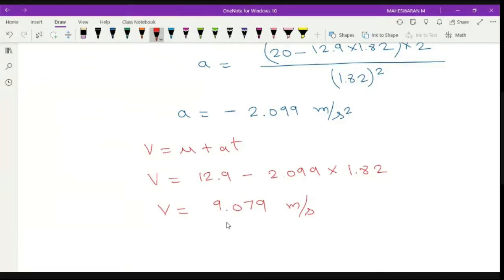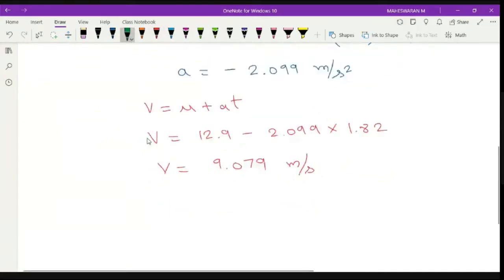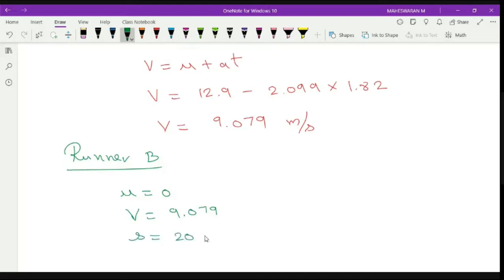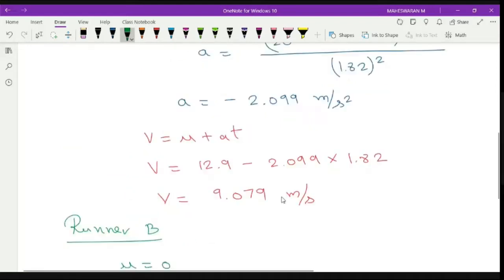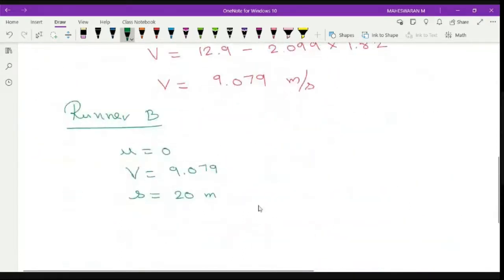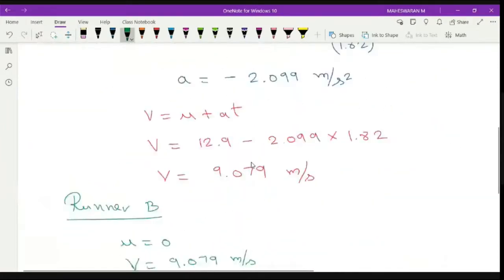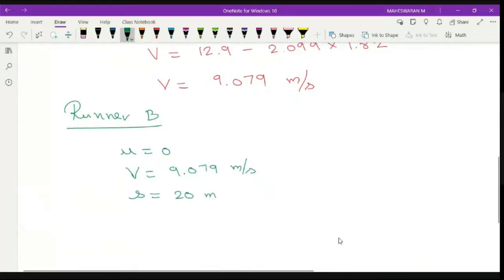Now I think we completed runner A, so let us go for runner B. Consider runner B: the initial velocity is 0 since he is starting, and the final velocity he achieves is 9.079 when he leaves. The distance is 20 meter, since he should also travel 20 meter. So what I have to identify is the acceleration and the time. They are asking for the acceleration and time.